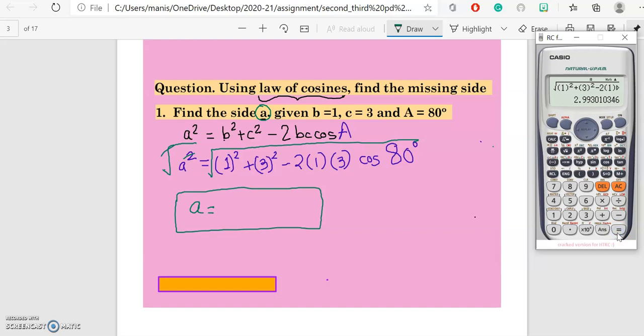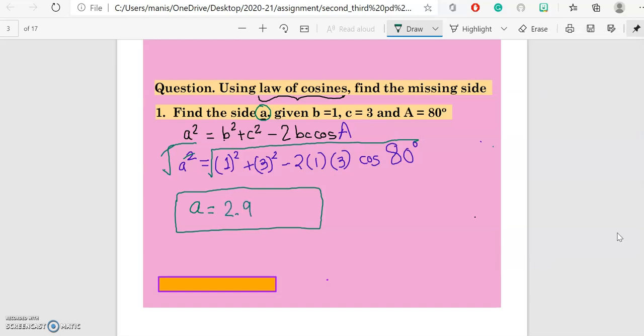So what is my answer? My answer is 2.993. So I will just write 2.99. So this is my answer, 2.99, for this question over here.